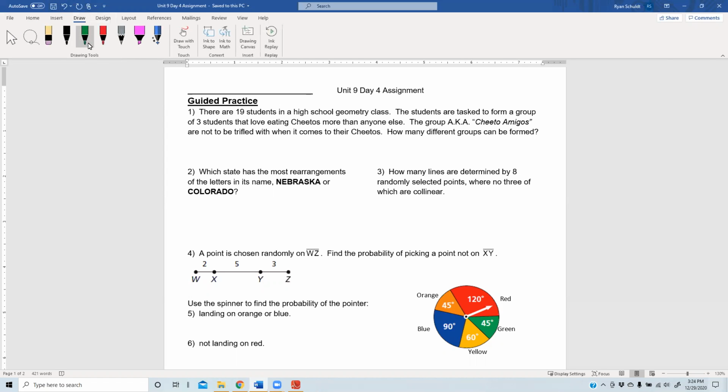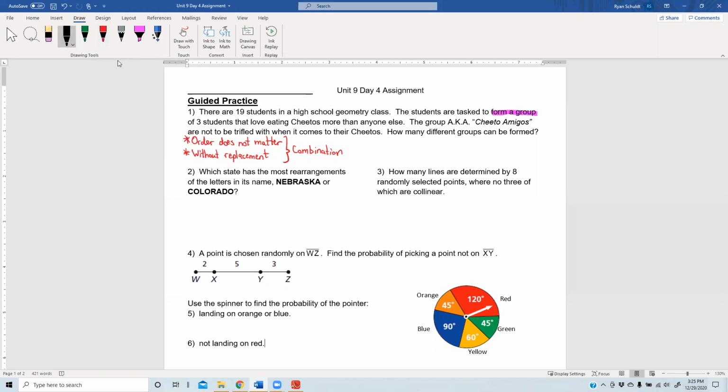Okay, so a couple of things to note here. Remember, we have to determine, is this a combination or a permutation? It just says they are forming a group. So, does order matter here? No. Order does not matter. Another thing, if they want three students in the group, can one student hold two spots? No. So this is without replacement. So order does not matter, and we're doing this without replacement, that means this is a combination.